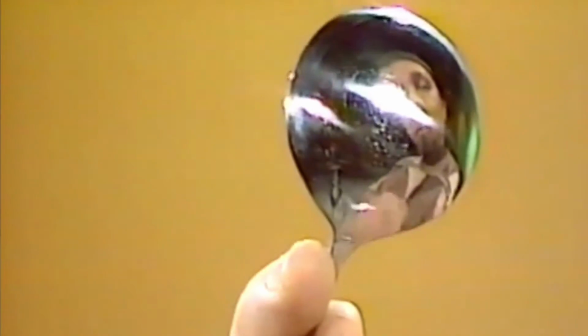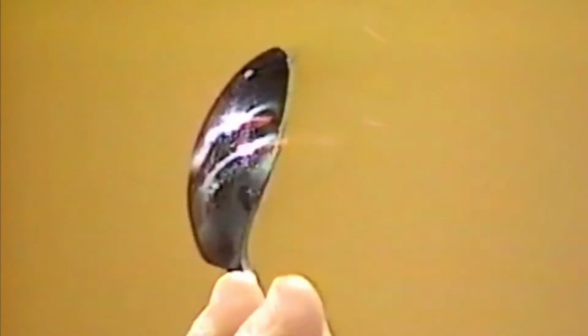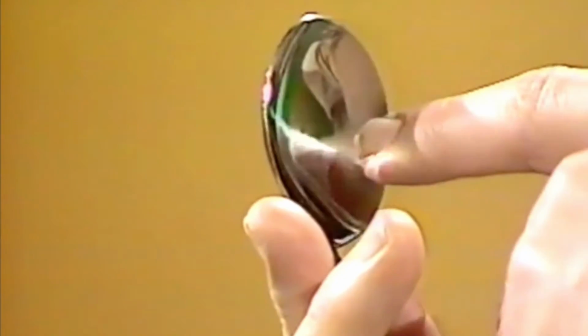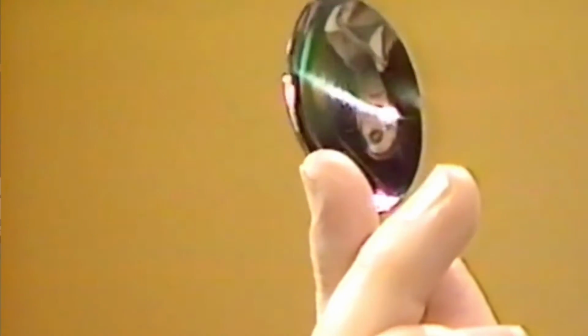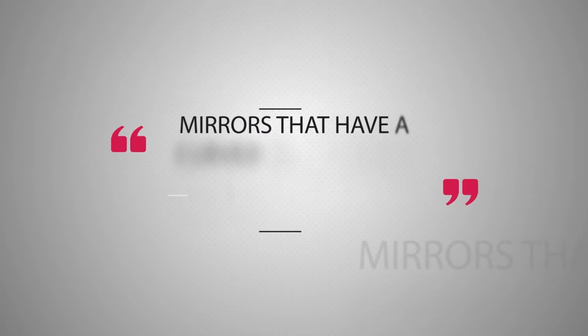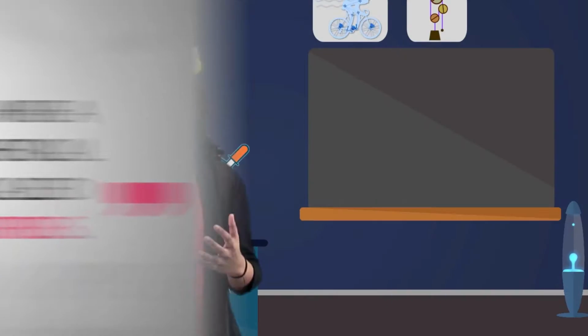But have you ever seen yourself in a spoon? The front side, the back side? You can see yourself, but they're funny images, right? Have you wondered why it happens? Why you're upside down in the spoon? That is because the spoon is kind of curved. There's a special type of mirrors that are properly curved too. We call them spherical mirrors.